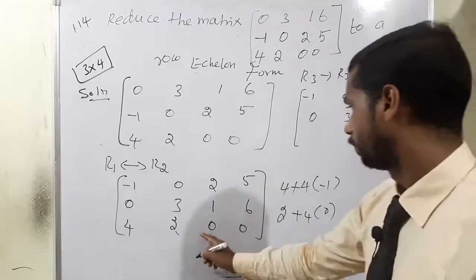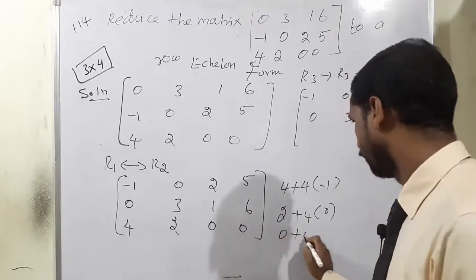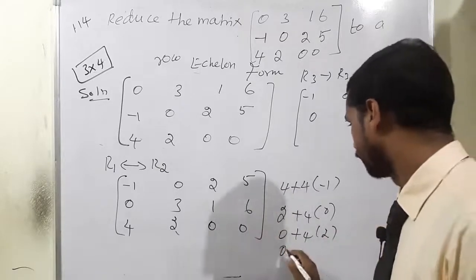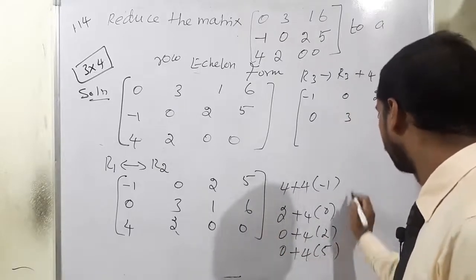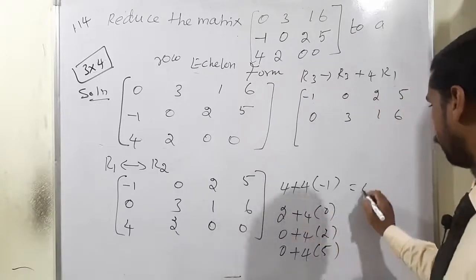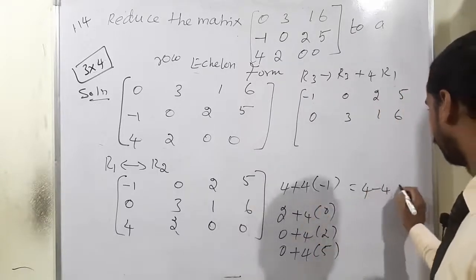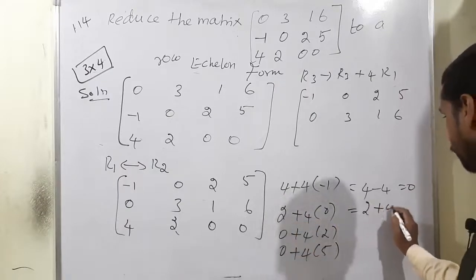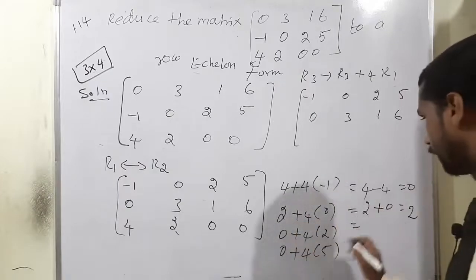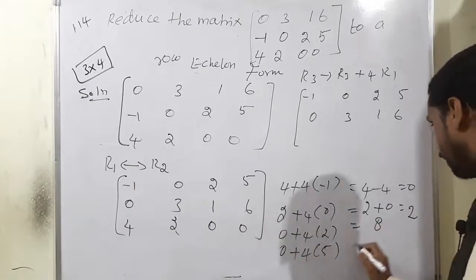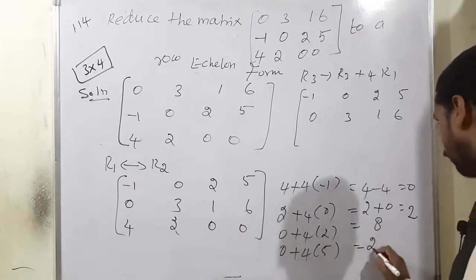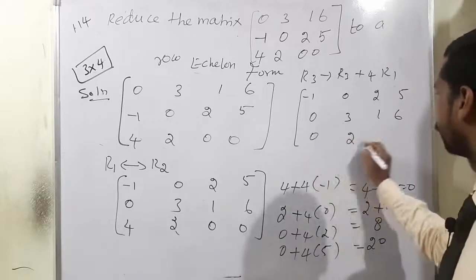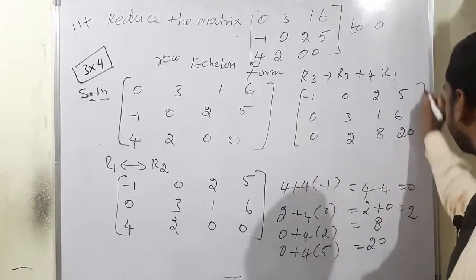Next one, 0 plus 4 into 2, isn't it? Next condition, 0 plus 4 into 5. What is the answer? First one, 4 into minus 1, therefore 4 minus 4 value will be 0. Next one, 2 plus 0 value will be 2. Next one, 0 plus 4 into 2, that is 8. Next one, 0 plus 4 into 5, 20. Therefore 0, 2, 8 and 20.